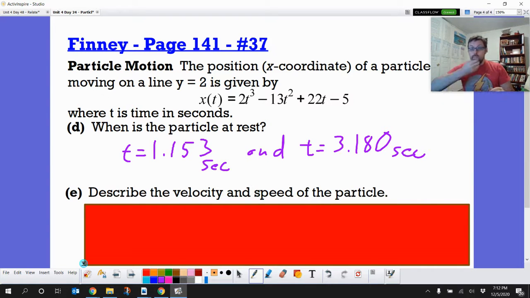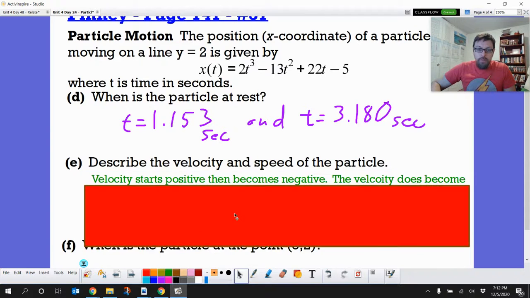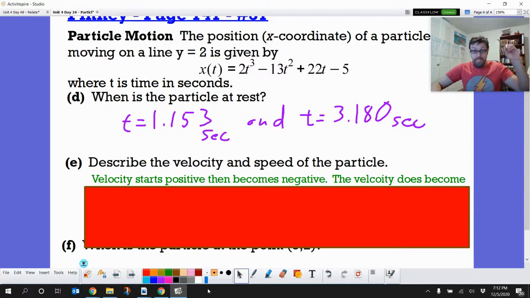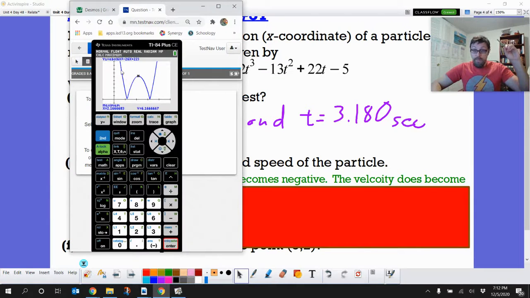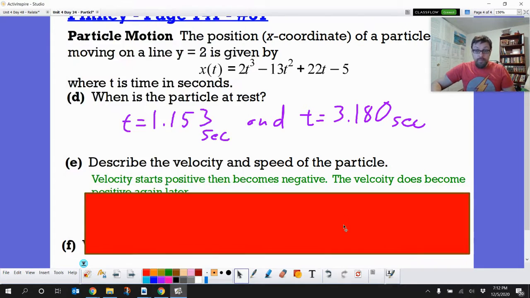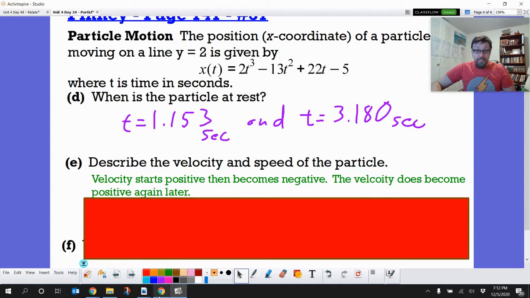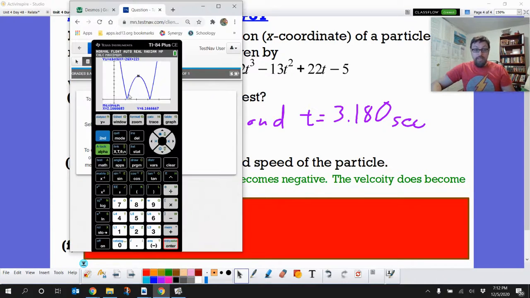Okay. So we want to describe the velocity and speed of the particle. So I kind of typed this one out. So what's going on with our particle? The velocity starts positive. We start out with that big positive velocity, but it becomes negative. So it kind of shoots down. The velocity does become positive again later because we had this negative velocity in all of this time, but eventually it becomes positive again as it's shooting away from the y-axis.